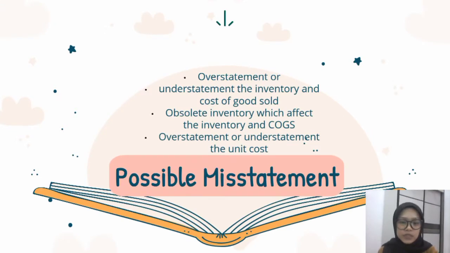The possible misstatement that may occur from completeness of the inventory is overstatement or understatement of the inventory and cost of goods sold, absolute inventory which affect the amount of the inventory and cost of goods sold, overstatement or understatement of the unit cost that will affect the inventory and cost of goods sold.